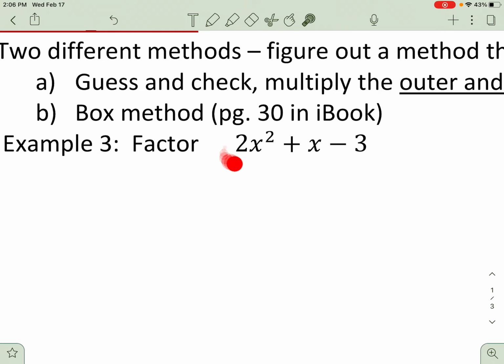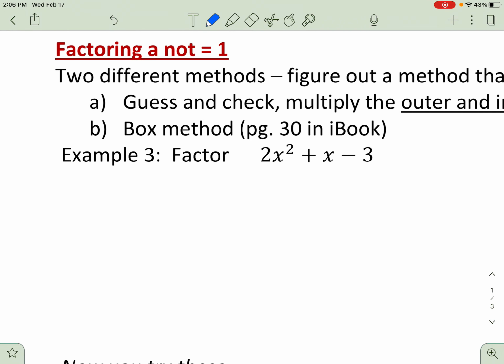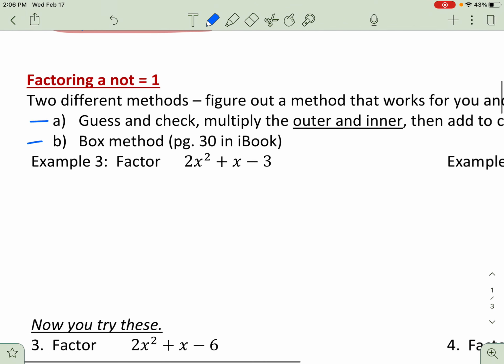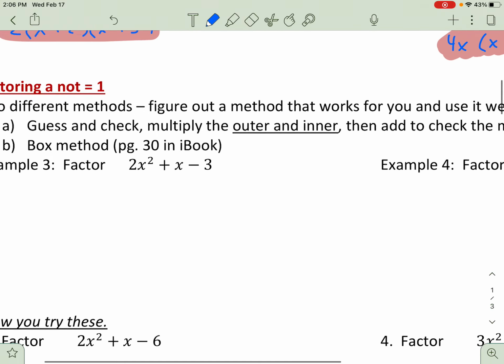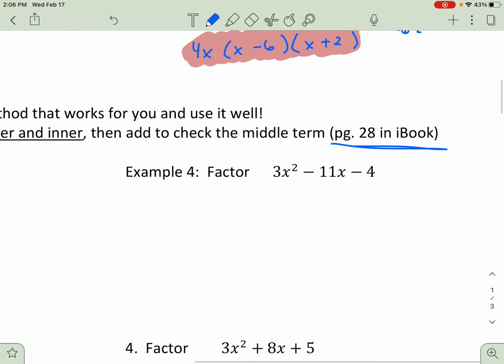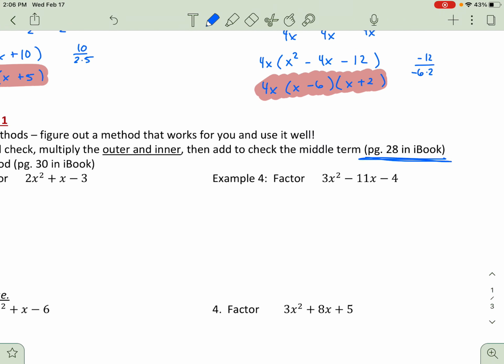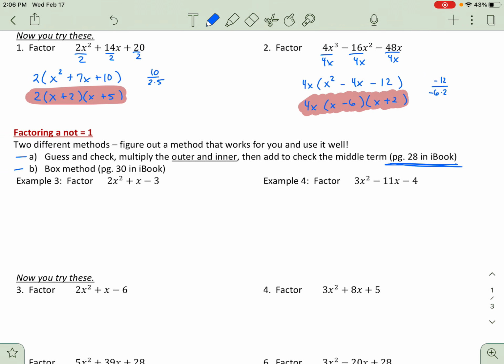We're going to look at examples where the first term is not 2, or not 1, but it also doesn't have a GCF, okay? So there are two different methods. You can check either one, okay? If you get hung up, guess and check, which I'm going to do for examples 3 and 4, are on page 28 in the iBook. There's actually a little video there in the Unit 6 iBook, page 28.